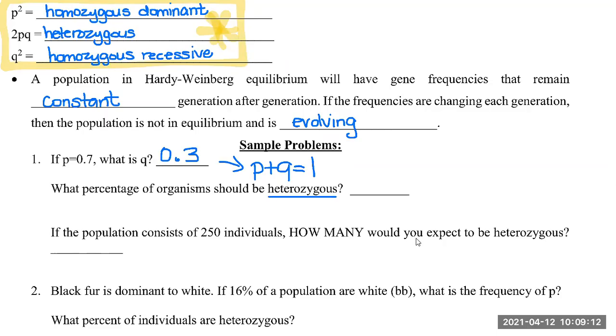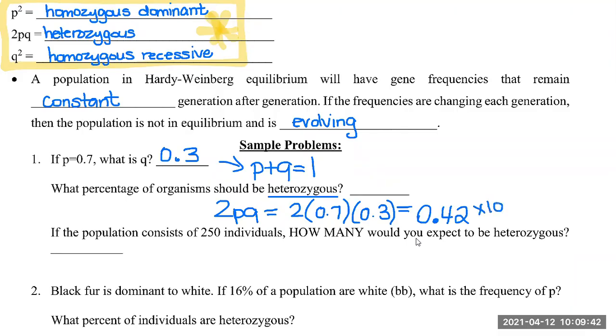Well, heterozygous, these are our key words, is 2PQ. That is the variable for heterozygous. Again, that's one of those things, like I said, the formula sheet doesn't tell you that. You have to know that on your own. So 2PQ would be 2 times 0.7 times 0.3, and that would give me 0.42. Now that's a frequency. Frequencies are going to be between 0 and 1. To get a percent, you would multiply times 100. So 42% would be expected in this population to be heterozygous.